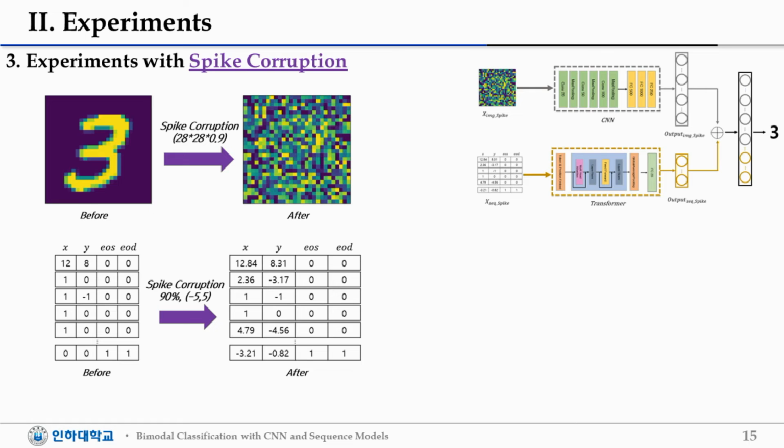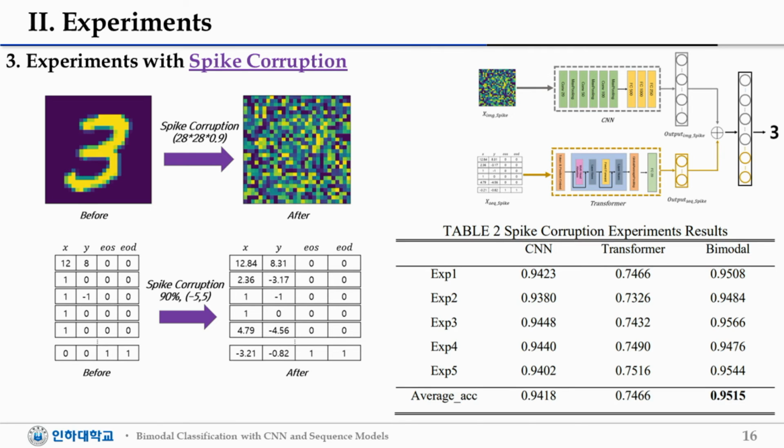Values between 0 and 255 are placed at arbitrary indices in 90% of the total number of pixels, 784. In the sequence MNIST dataset, 90% of the total number of sequence vectors was randomly selected and replaced by arbitrary values between -5 and 5. Average values were obtained by learning a total of 5 times, and the results are shown in Table 2.